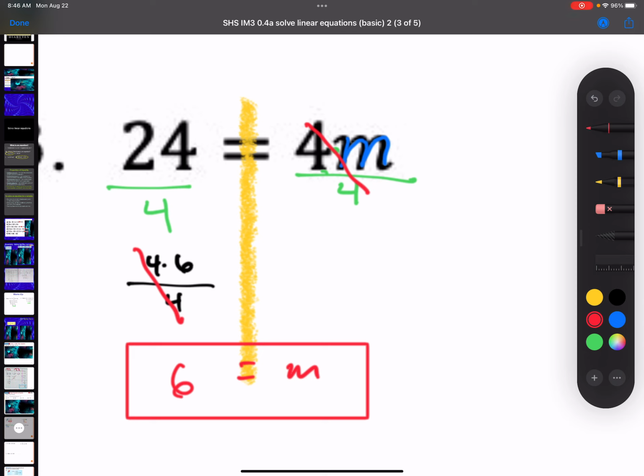So you notice the big idea here is to undo a math operation. You do its opposite to move it away from the variable.